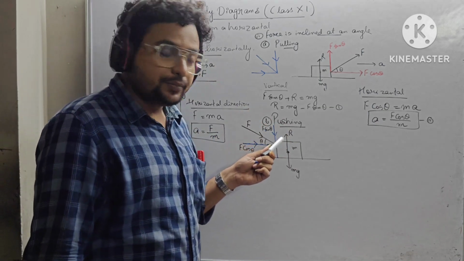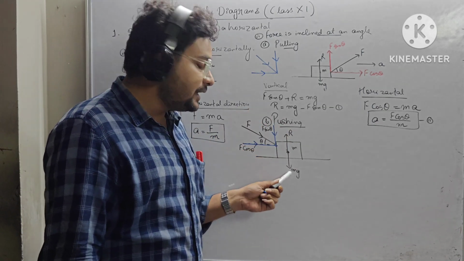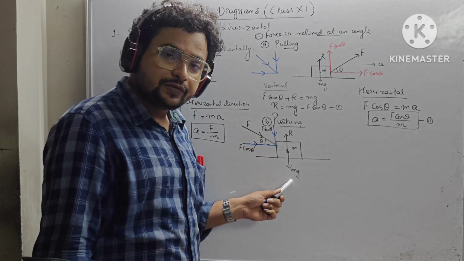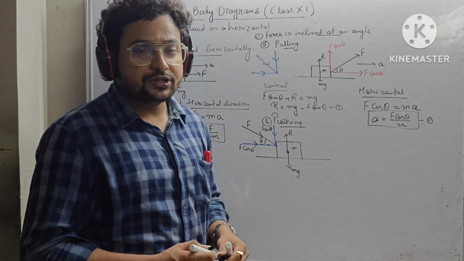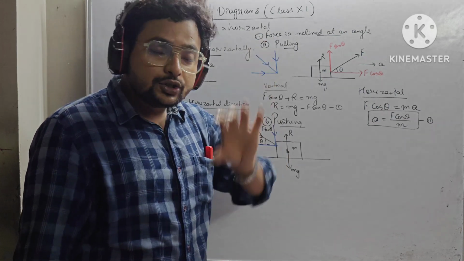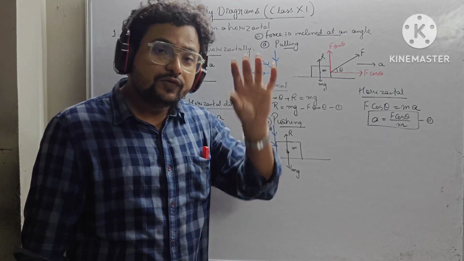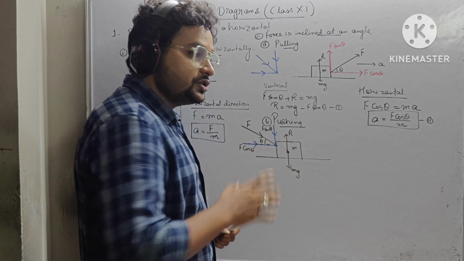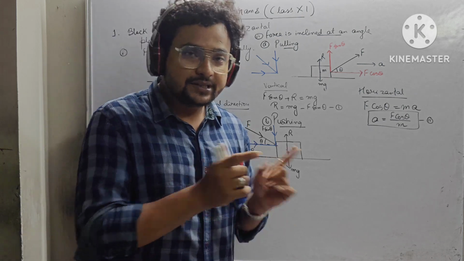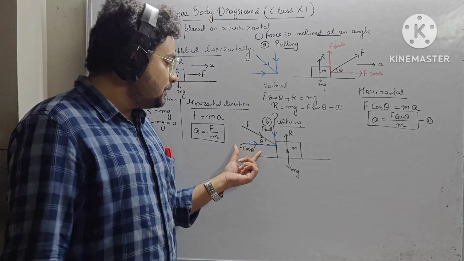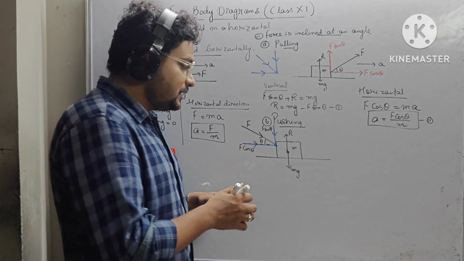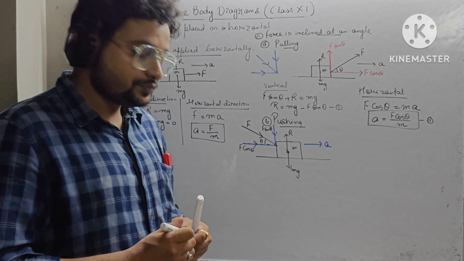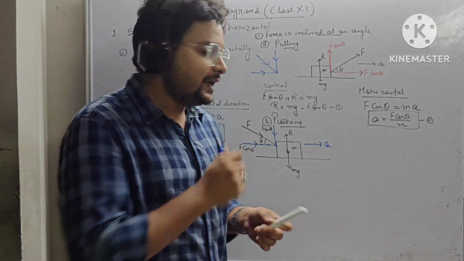F sin theta is acting in the direction of mg, and R is acting in the opposite direction. Since there is no vertical motion, these three forces together are balanced. We will see that with the help of the equation. But this particular force, F cos theta, is producing an acceleration in this direction. Now we need to find the acceleration.